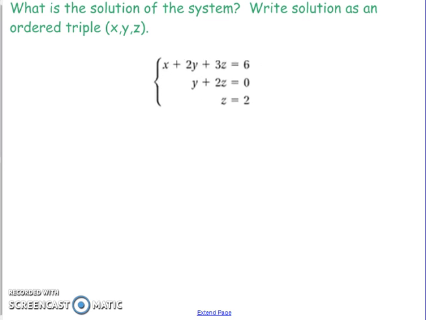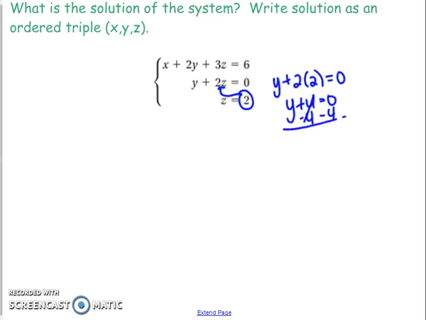So if we take this 2 and plug it into the z, we're going to end up with y plus 2 times 2 equals 0. So y plus 4 equals 0. So if I subtract 4, y equals negative 4. So now I know 2 of my variables. I know that y is negative 4, and I know that z is 2.